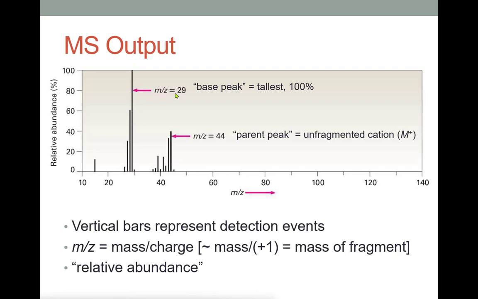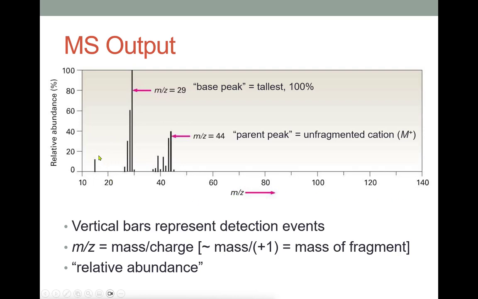That tallest peak for each sample is going to be artificially set to 100% relative abundance. That's called our base peak, and that would be this one here. And then we see all of these other peaks represented on the x-axis as that m over z ratio.